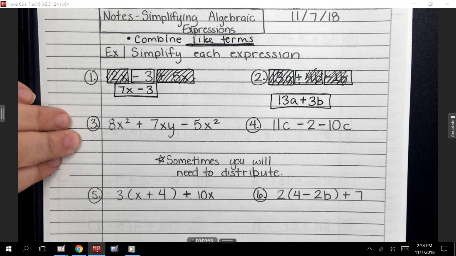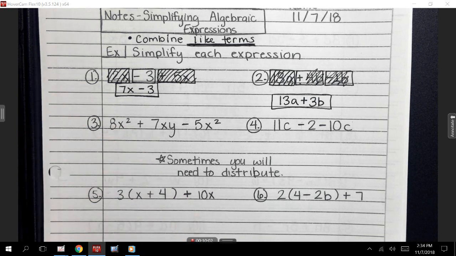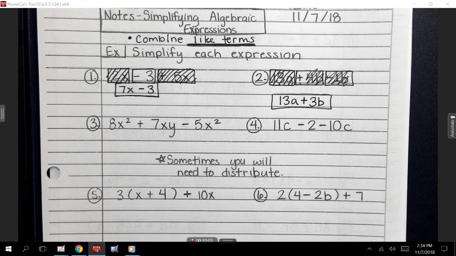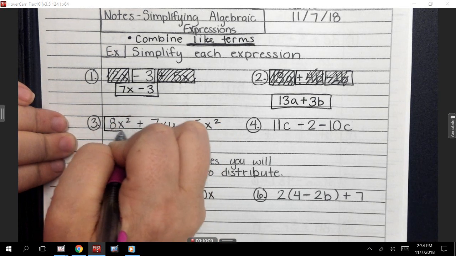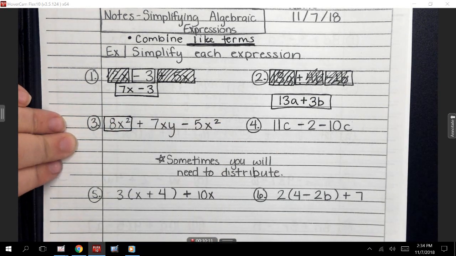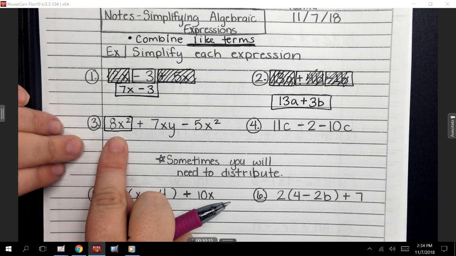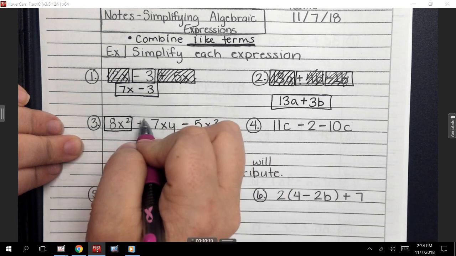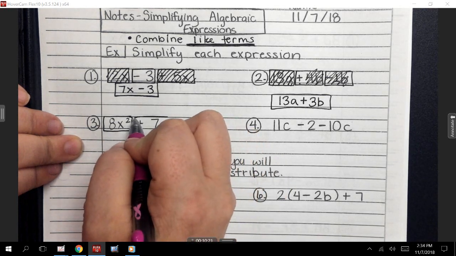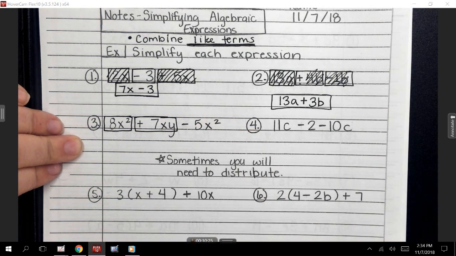Number 3. The first thing says 8x to the second power. Do you see how all of that is written together? Yes. So I'm going to circle all of that as my first term, my first thing in this problem. So that's my first term. All right, what am I going to circle next, Jay? Plus 7xy. Very good. All right, and then what's the last thing I'm going to circle, Lexi?